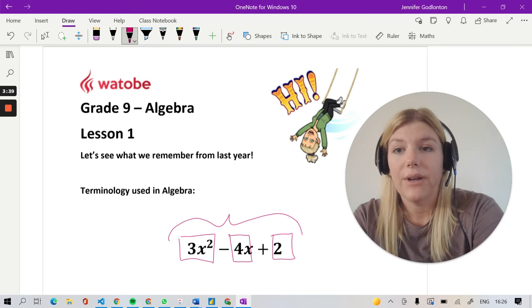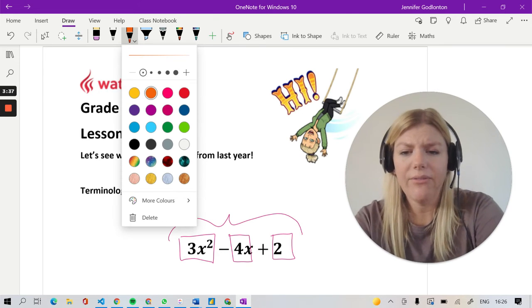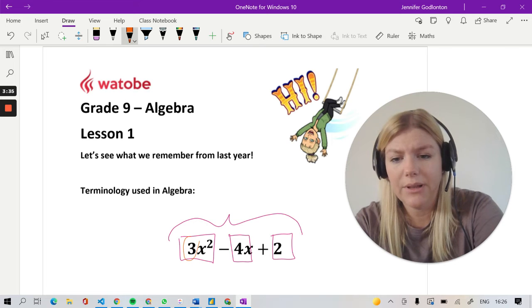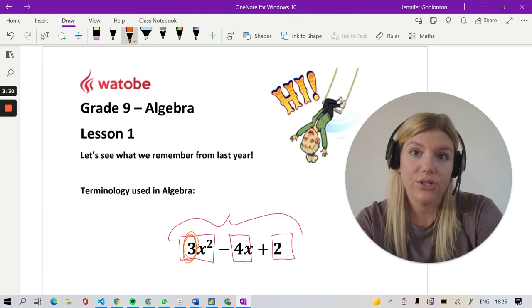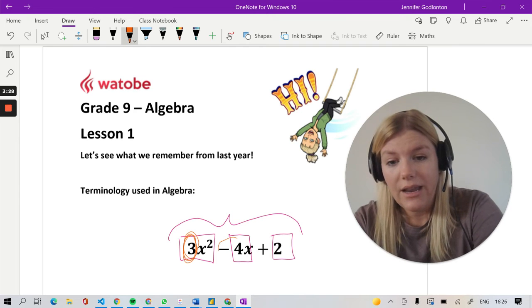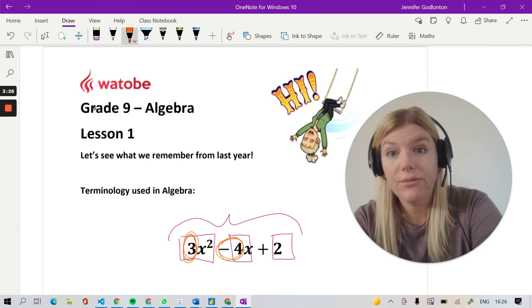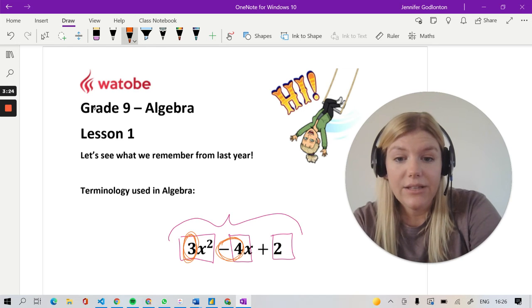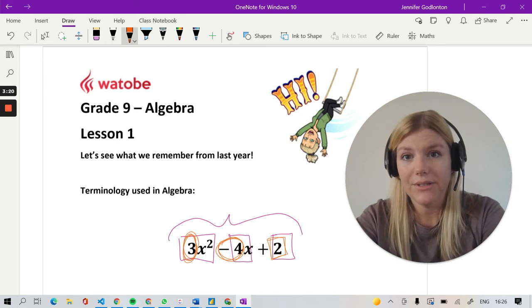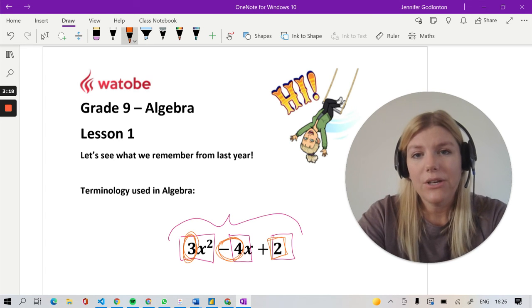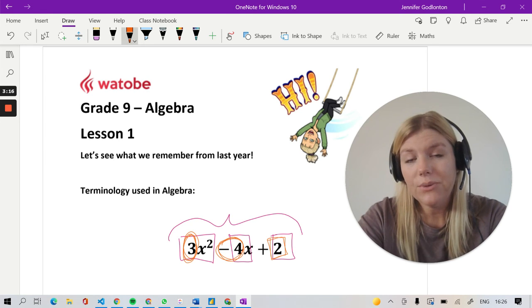And as we start breaking it up even further, if I wanted to know just what that 3 is, what its name is, that would be the coefficient of x squared. The negative 4 would be the coefficient of x, and this 2 would be the constant term because there's no variable attached.